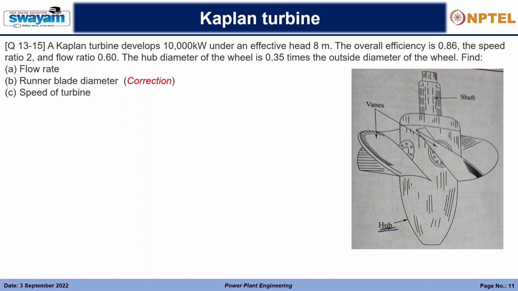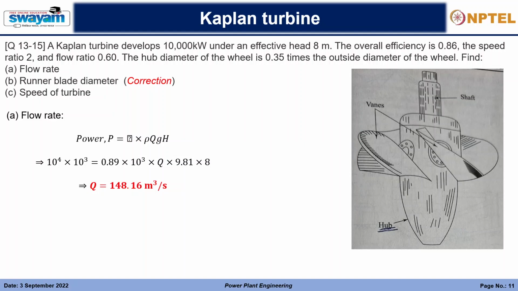We need to calculate all these parameters. So let us proceed. First, let us calculate the flow rate from the power that is being given. This is the efficiency eta, and efficiency into the overall power contributed from the water jet at the inlet of the nozzle gives us the power that we are producing. We do not know only one quantity, that is the flow rate. So from this we will get the flow rate, 148.16 meter cube per second.